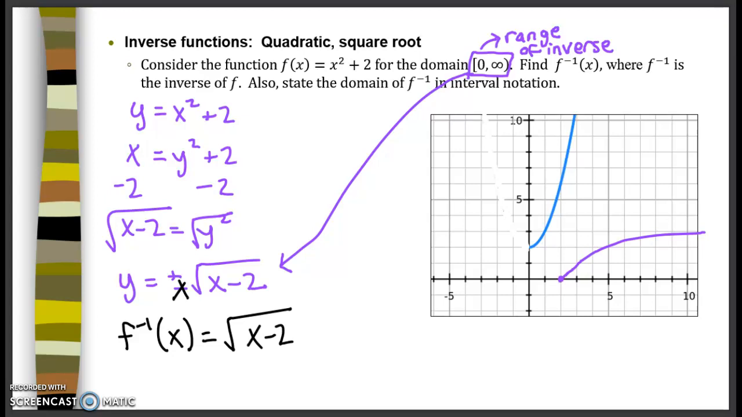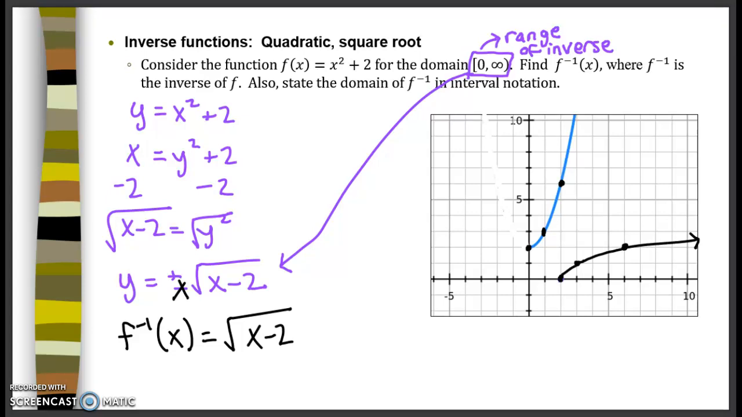And then I'm going to graph it like this. And I can be more accurate in my graphing, so let's go ahead and do that. This point is at 2, 0. So it's going to be the point 0, 2. This point is at 1, 3. So it's going to go to 3, 1. And then this point is at 2, 6. So we're going to have a point at 6 and 2. Then we can fill in our function.